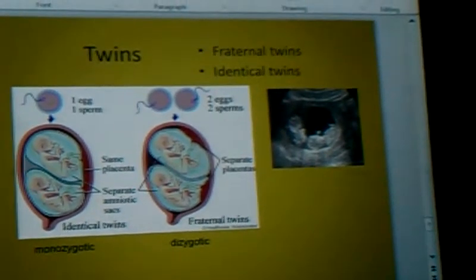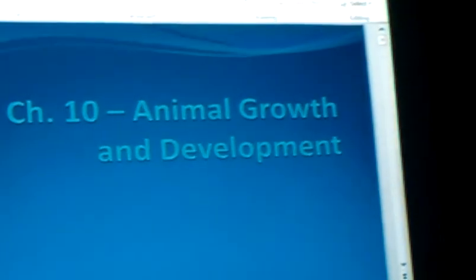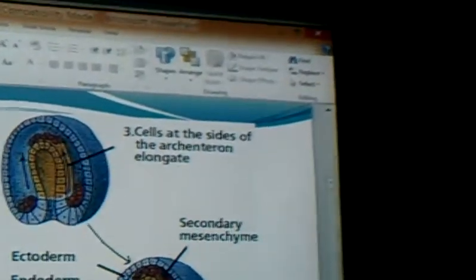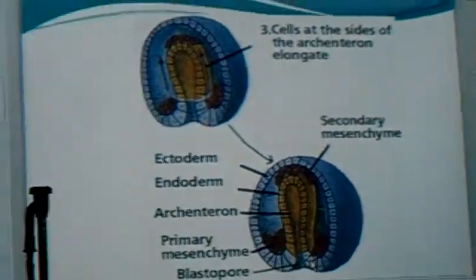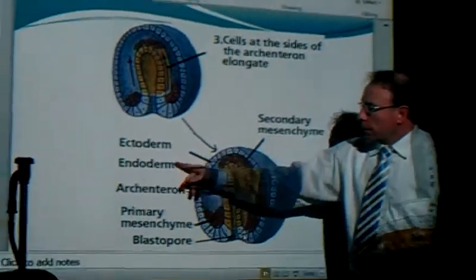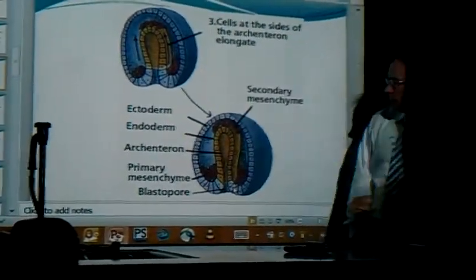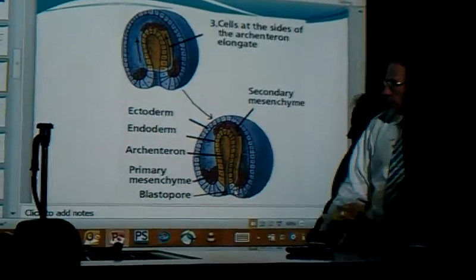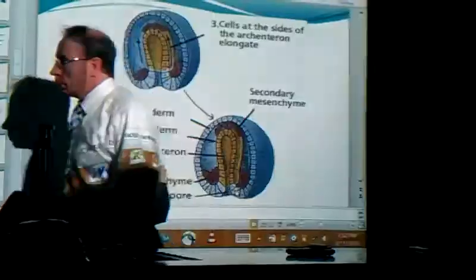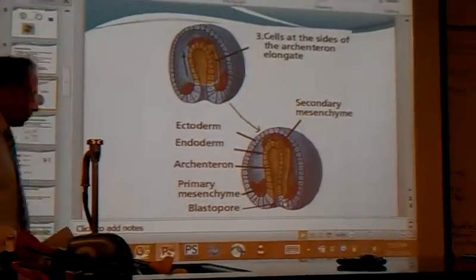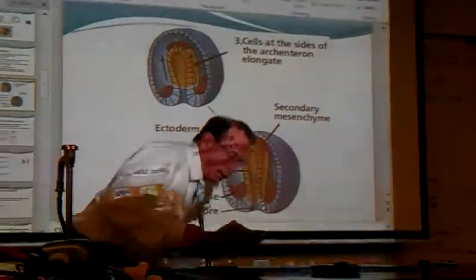Let's get into a couple more questions on the test. This diagram, know this one, because this is one I posted on YouTube before I took it off the web. You need to know ectoderm, endoderm, and archenteron, and that's it. Anybody got any questions on that? Okay, let's move on. That's it for the diagram.